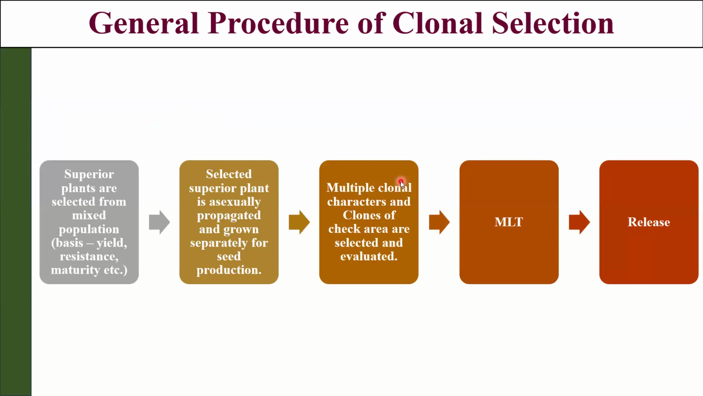Then, what is the breeding procedure for clonal selection crops? First, you have to select the initial clonal population, which is a mixture of different clones. Then you select the best clone. After selecting, you keep on reproducing that particular clone asexually from generation to generation. Because it is asexual reproduction, it is fixed in that generation itself. The only thing is you have to increase the population of that particular clone. Then you go for multi-location trials and release.